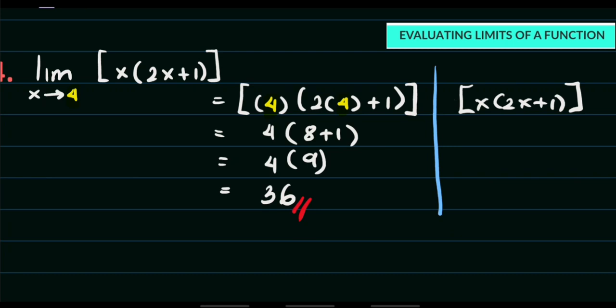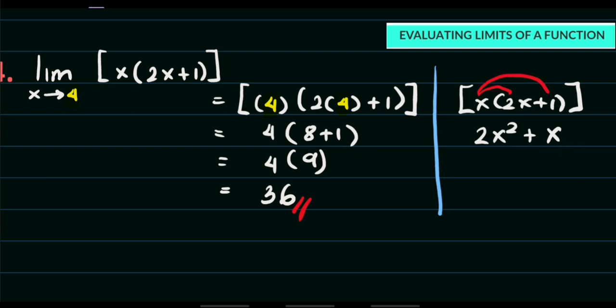Okay? So, just apply distribution. Okay, distributive property of multiplication, distribute the value of x. So, x times 2x is equal to 2x squared. And then x times 1 is equal to 1x or simply x. Okay, so meaning the simplified form of x times (2x plus 1) is 2x squared plus x.